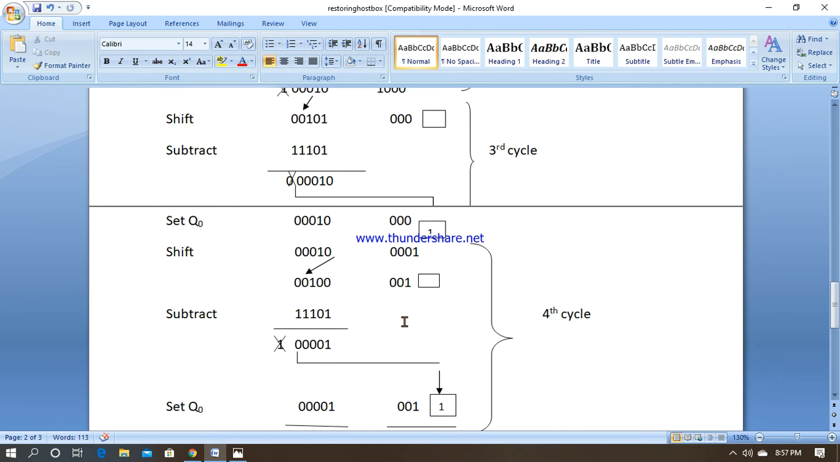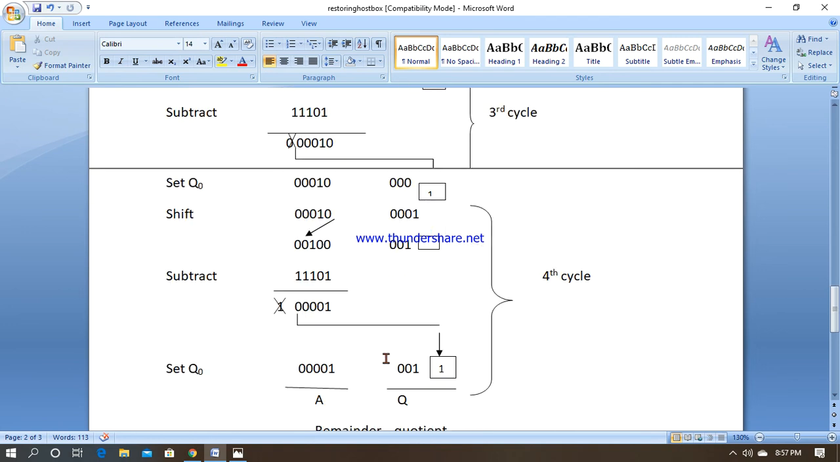The Q value is retained the same, 0 0 1 1. So this is the 4th cycle we are completing successfully. So we are setting Q0, no? This is where it is being set. This is the final answer we are getting.